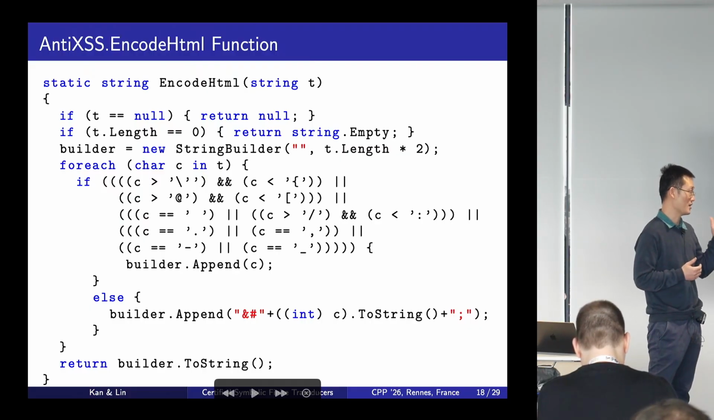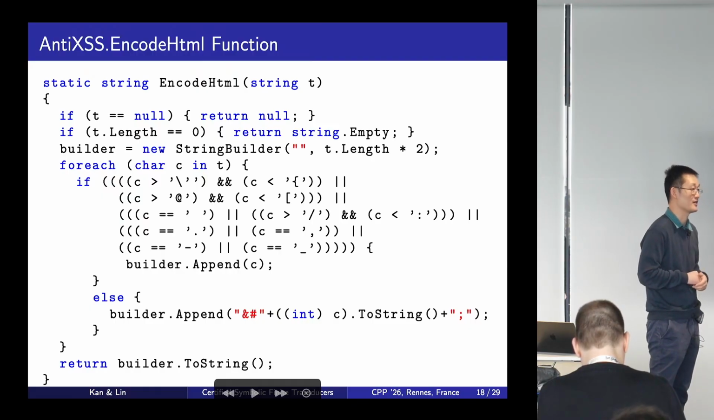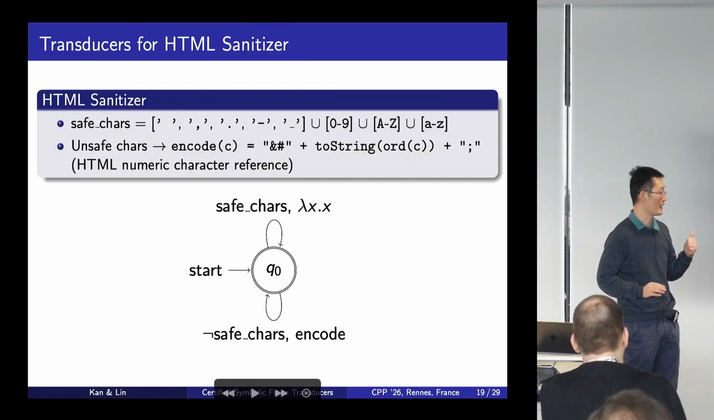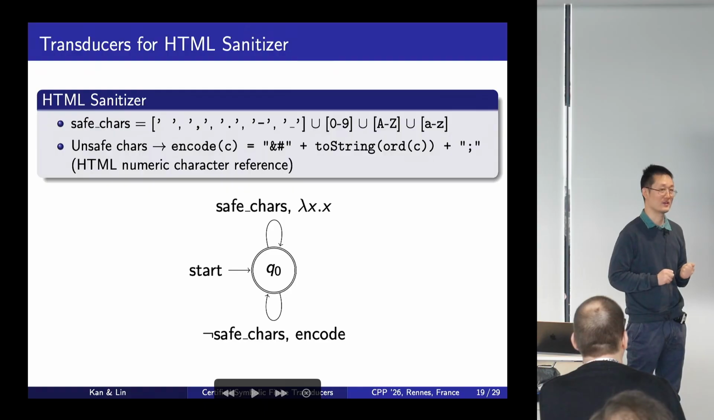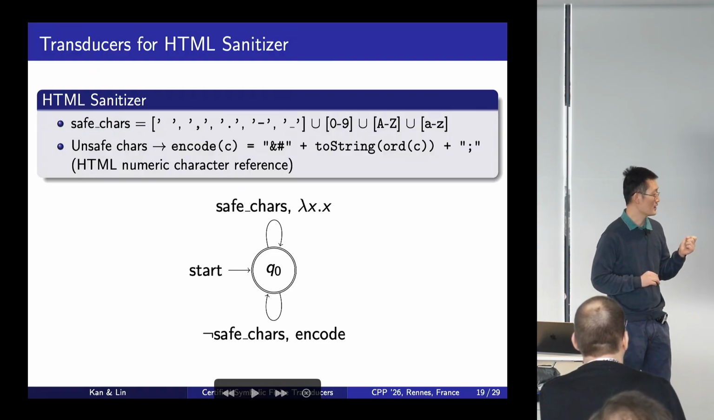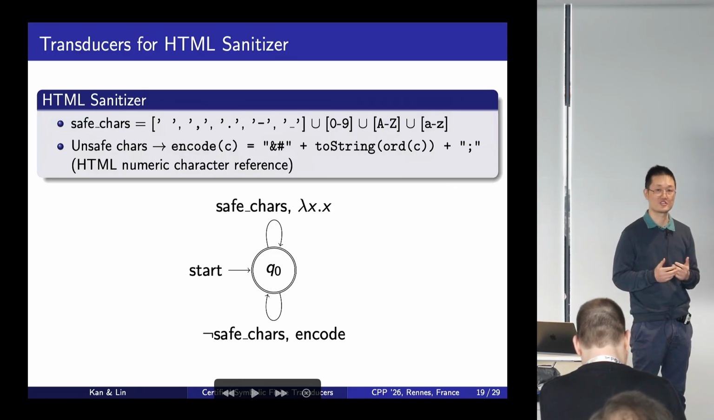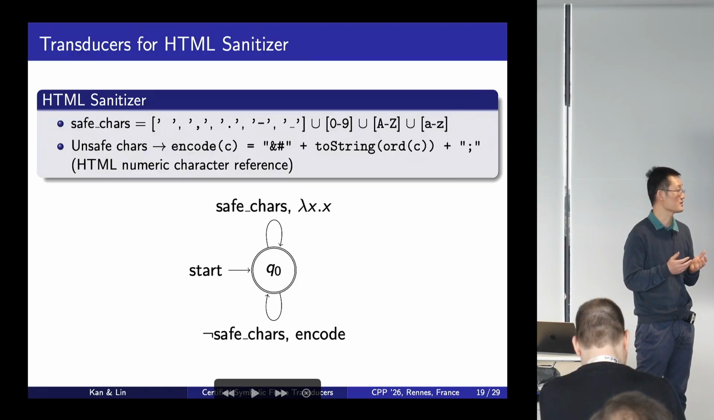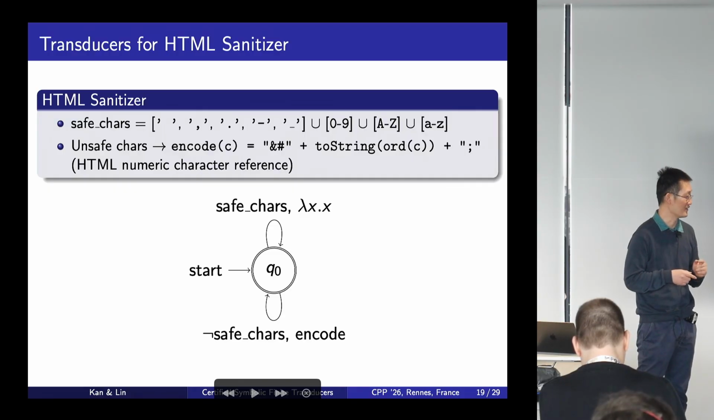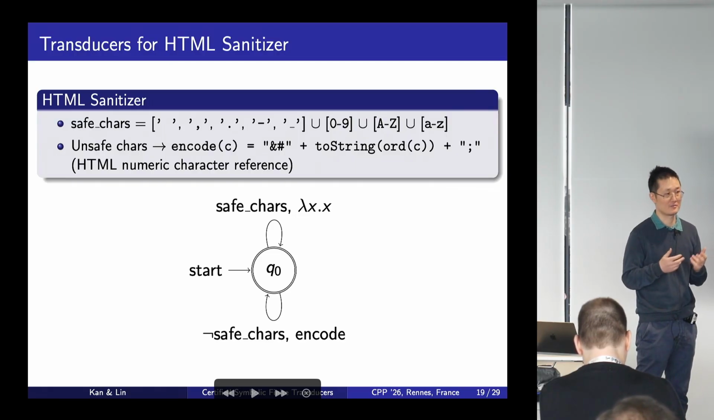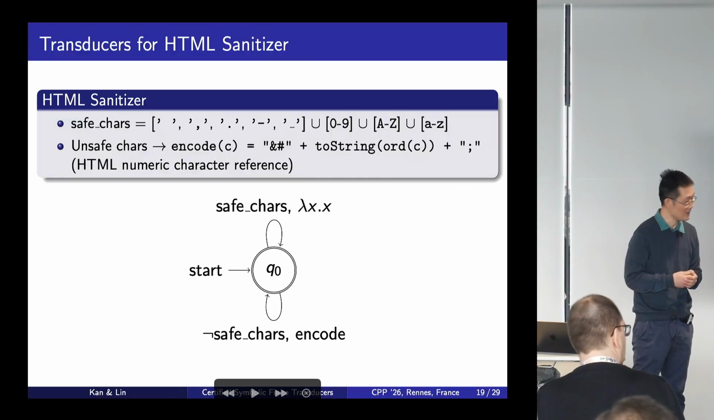So this is the sanitizer we picked from the internet, but this one is very easy to denote as a transducer like this: just one state, two transitions. When it is a safe character, we just keep it unchanged, with the lambda identity function. But for every unsafe character, we call the encode function to transform it into others.